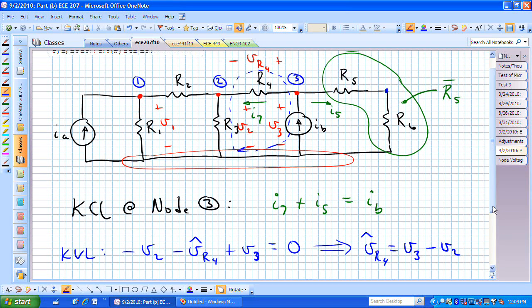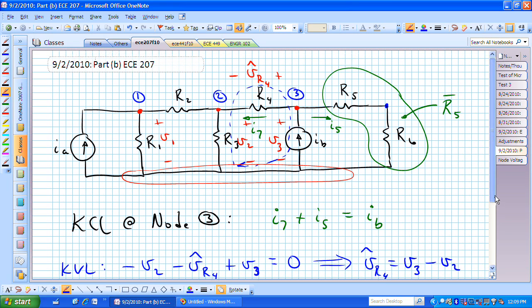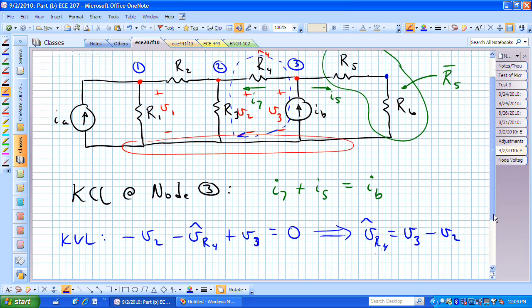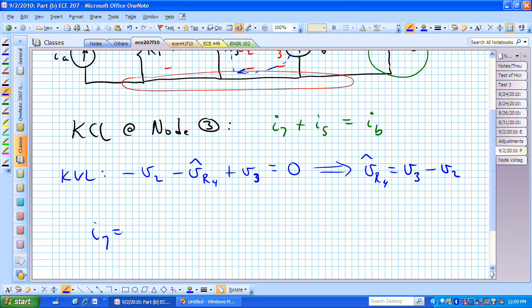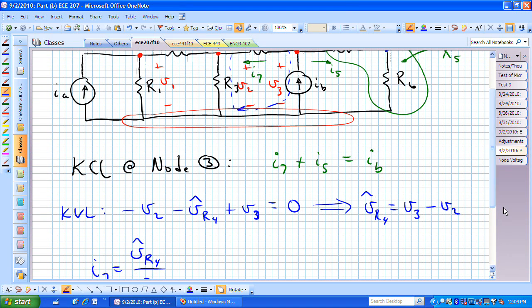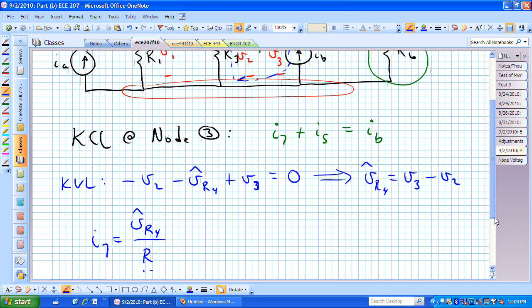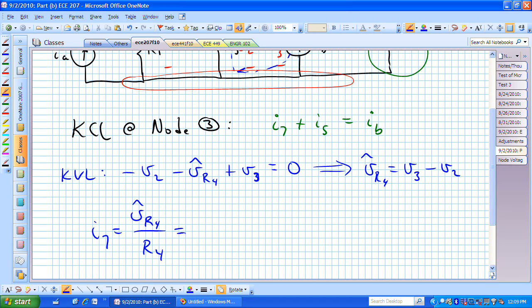With that voltage drop, V sub R sub 4 hat, defined positively from right to left, we now know that I sub 7 is simply that voltage divided by the resistor R sub 4 by Ohm's law. And we now have that I sub 7 is equal to V sub R sub 4 hat, which was just a defined voltage to keep us straight in terms of what we were doing, divided by R sub 4, and V sub R sub 4 hat is V sub 3 minus V sub 2, so I sub 7 is V sub 3 minus V sub 2 over R sub 4.